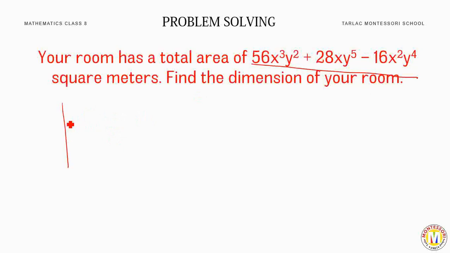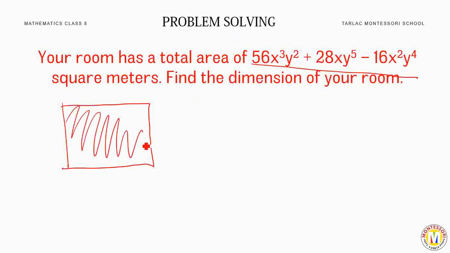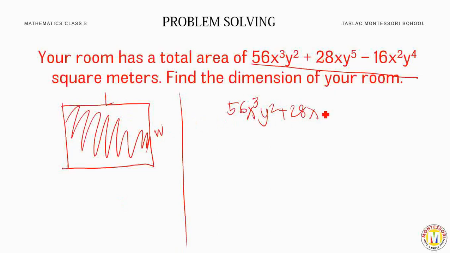So, assuming we have this room, for example, the area is this one. The area is the measurement inside the rectangular room. So we will be finding out the length and the width of the particular room. And that means we're going to factor 56x raised to 3 y squared plus 28x y raised to 5 minus 16x squared y raised to 4.